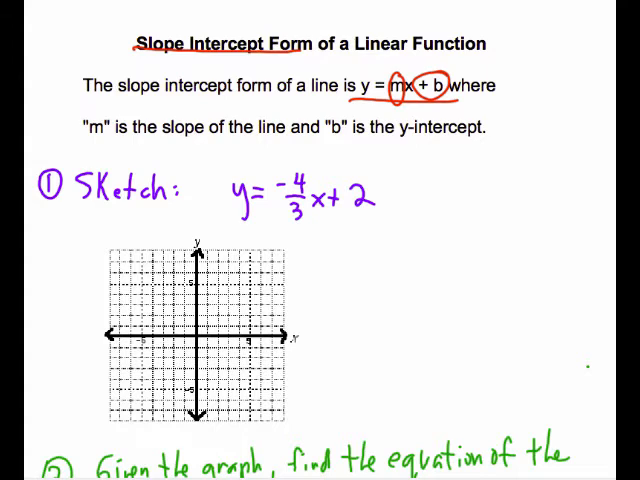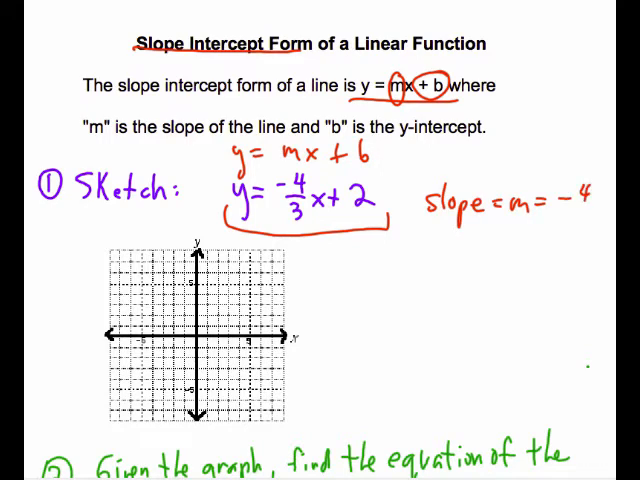So if I ask you to sketch this equation, the nice thing is that y is isolated. So the equation is of the form mx plus b. The slope, which is the letter m, is negative 4 over 3. And the y-intercept, which is the letter b, is 2.